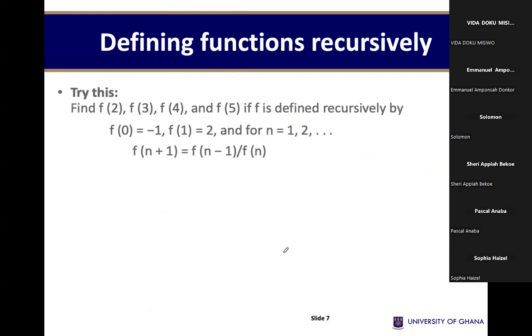All right, so you can give this a try. Do you want another example? This is another example for you. So try this. Find F2, F3, F4, and F5 if F is defined recursively by F of 0 equals -1, F of 1 equals 2, and for N equals 1, 2, all the way to positive infinity, F of N plus 1 is equal to F of N minus 1, all divided by F of N.